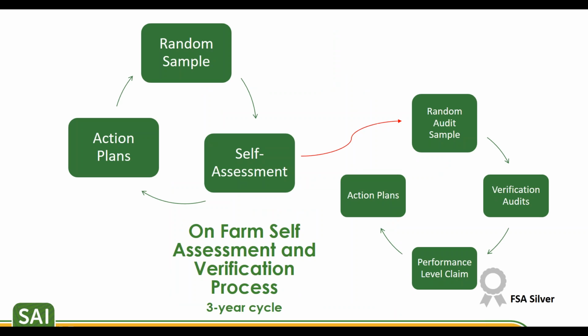For the on-farm self-assessment, it can be used simply with a sample of your farms: do the self-assessment, and then you create a gap analysis and action plans based on that. Or it may be that you wish to have the whole process verified. So you have the self-assessments done, and then you can go on to do verification audits, and then you can do the performance level claim of bronze, silver, or gold, and then create the action plans to work towards continuous improvement. So the self-assessment and verification process is a 3-year cycle.